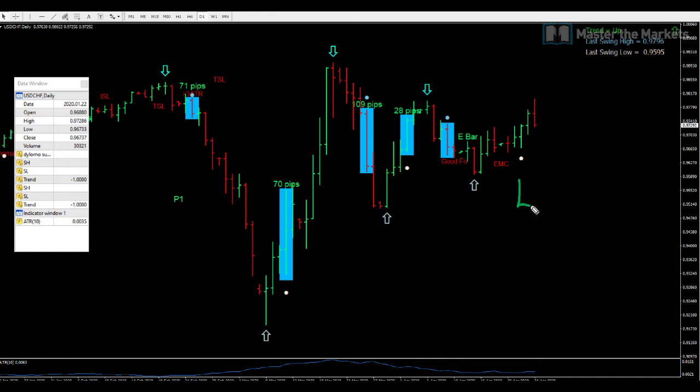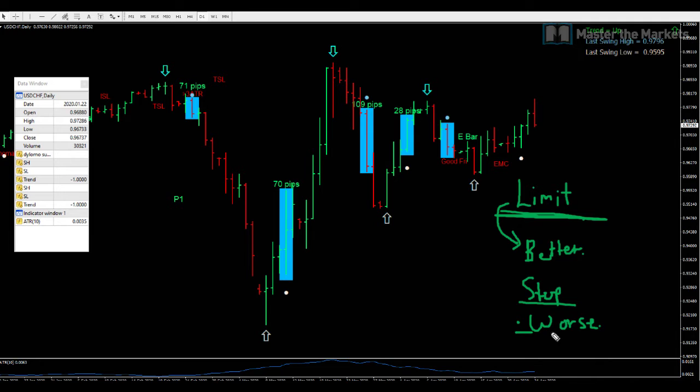First of all, before we look into a buy or a sell order, you have to understand the meaning of a limit order. A limit order, by its definition, means a better price. That's the first thing you need to know. A stop price, by its definition, means a worse price. So limit means better price, stop means worse price.